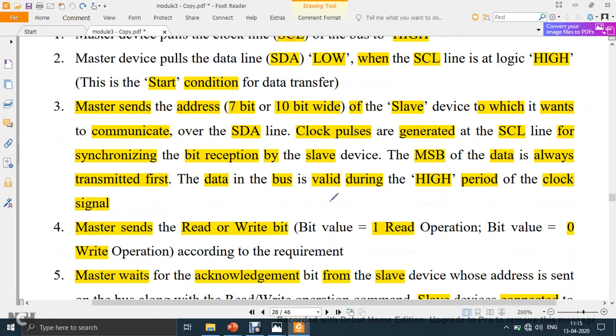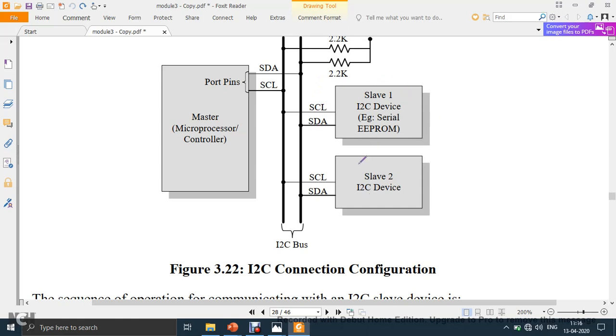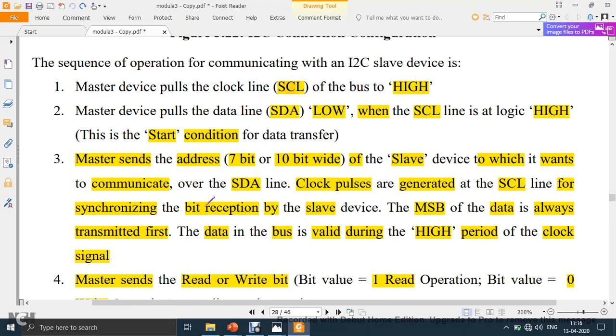Once the address is sent, the address will be received by both slave 1 as well as slave 2. Both will receive the same address, and whichever device corresponds to that particular address sent by the master will respond. If the address sent by the master corresponds to slave 2, only slave 2 will respond. Slave 1 will not respond. It will compare the received address with its own address, and whichever address matches, that slave will respond.